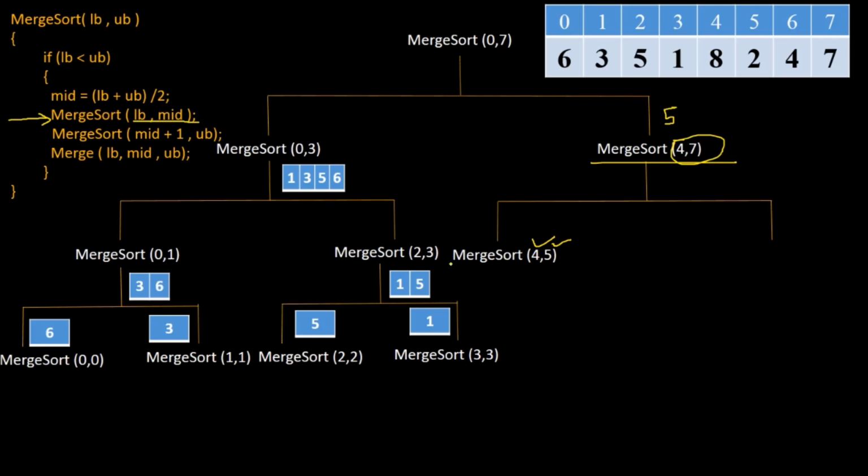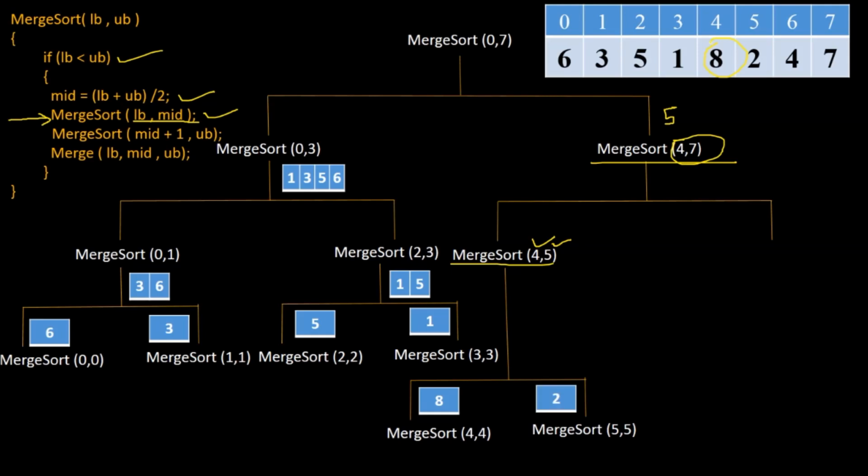So again this function is working. This if condition is true for this, again mid will be calculated, and again the merge sort function will be called. How it will be called? 4 comma 4, and 4 comma 4 will give you the fourth index element, that is 8. And again 5 comma 5 will be called. It will give you index element 2. After that the merging will be done as 2 comma 8.